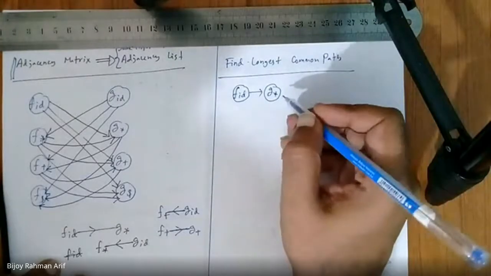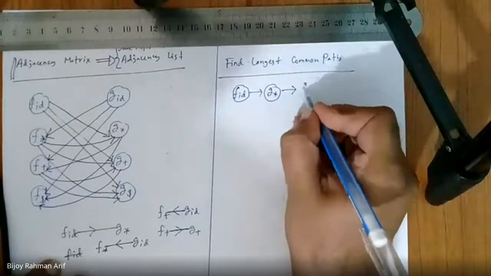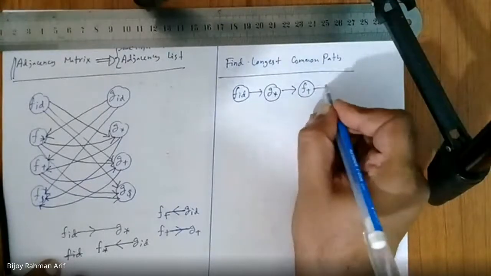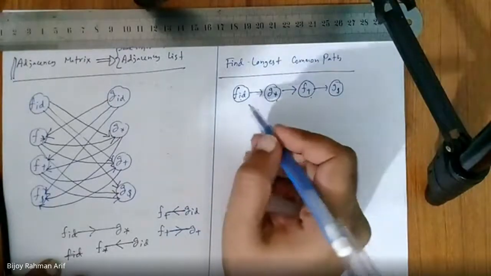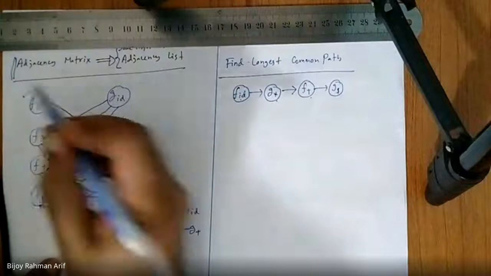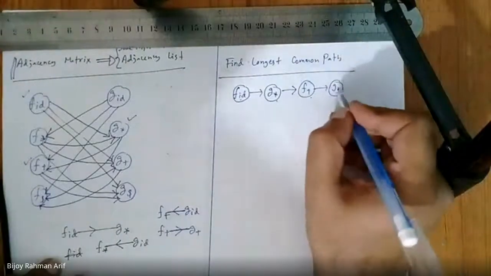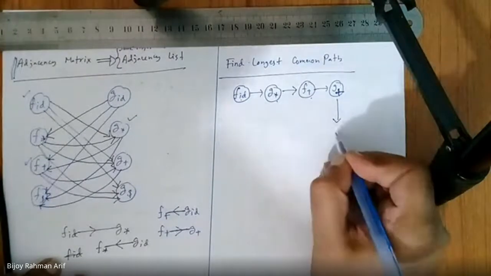Then you can go from G star to F plus. Then from F plus, you can go to G dollar. We have done with F ID, we have done with G star. From F plus you can go to G plus. Thank you, very good observation. G plus, then G dollar.